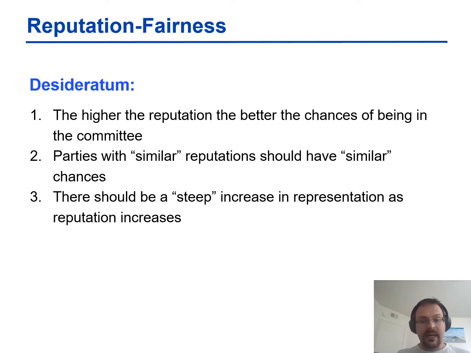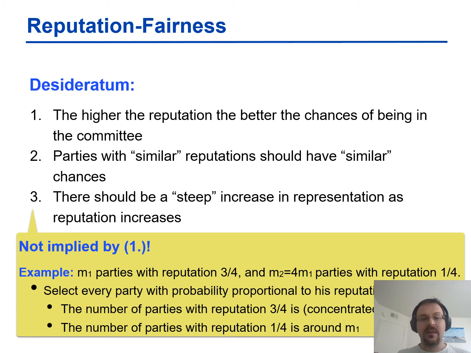So you might be wondering why I'm introducing 3. It might look like 3 is implied by 1, but this is not the case. Think of the following example. Assume that I have a reputation system with M1 parties that have reputation 3/4, and then M2, 4 times M1, parties that have much lower reputation, 1/4. And now I select each party to be part of the committee with probability exactly proportional to its reputation.